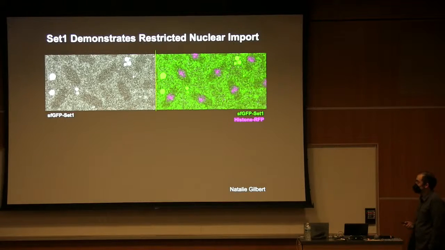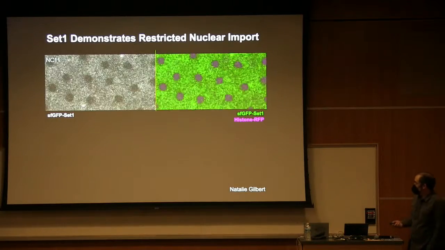This is a movie of Set1-GFP, just in this channel here, and then this is that channel merged with histone RFP. The movie starts off in metaphase of nuclear cycle 10, as you can see here, and ignore these really bright spots, which are yolk autofluorescence. They go away really quick. So I'll just let it play, and you should be able to see what's weird about Set1.